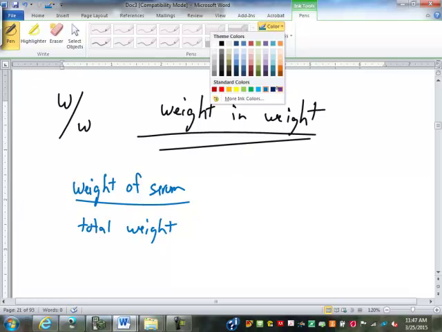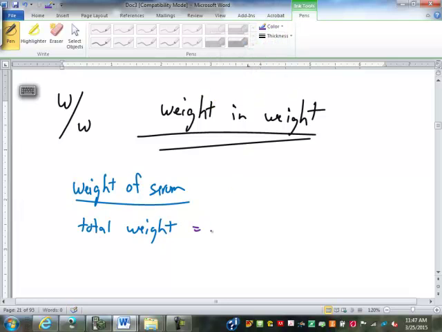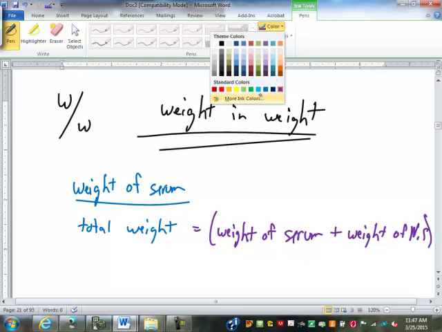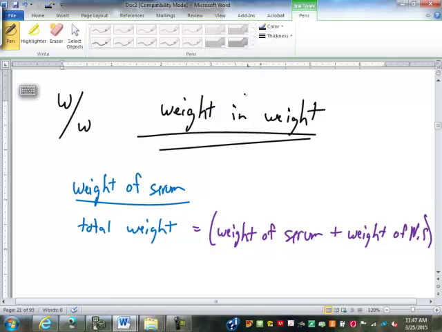However, weight is additive. The total weight is equal to the weight of the serum plus the weight of the solvent, in most cases, sterile water. So in this case, we can look at these problems in one of a couple of different ways.